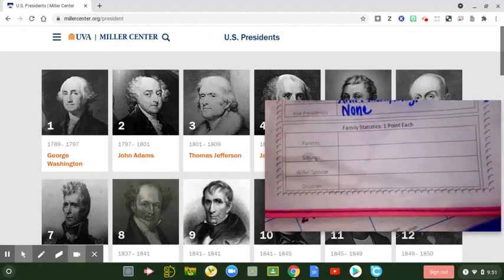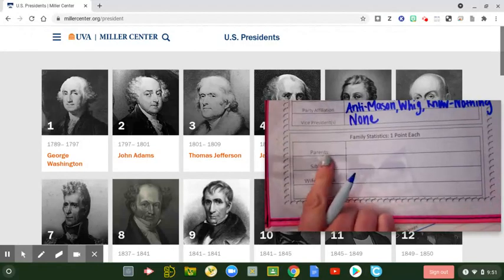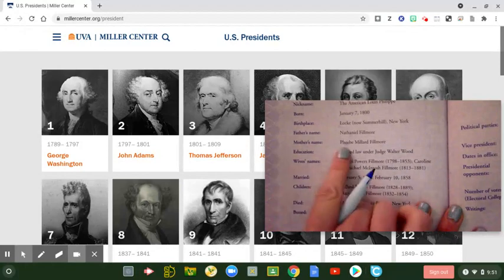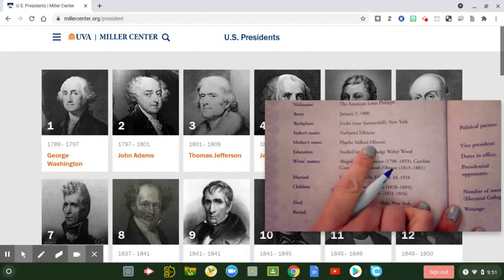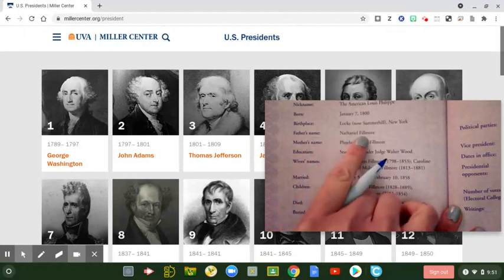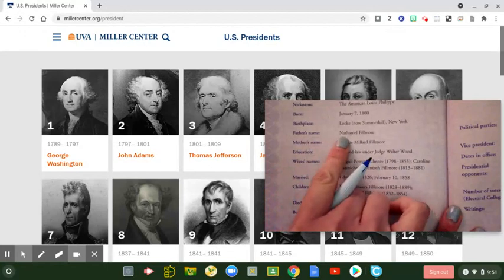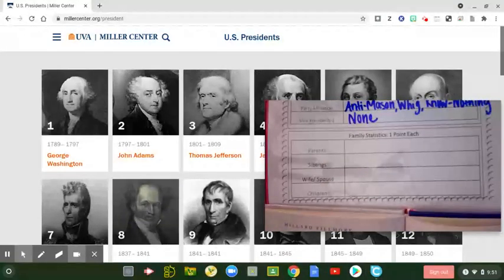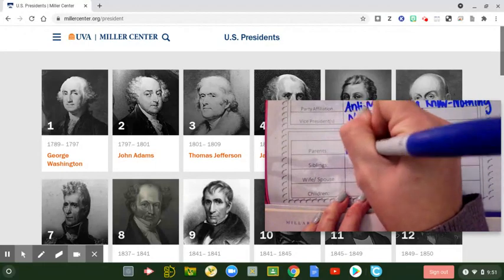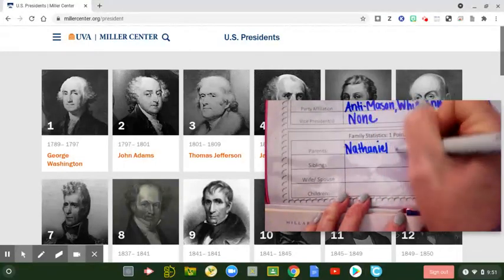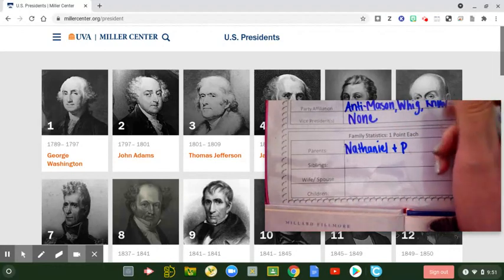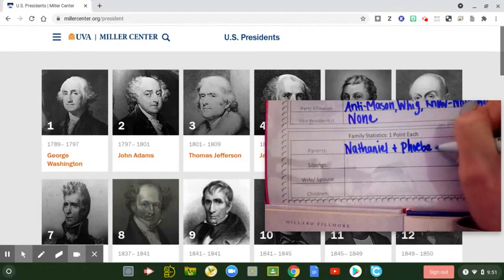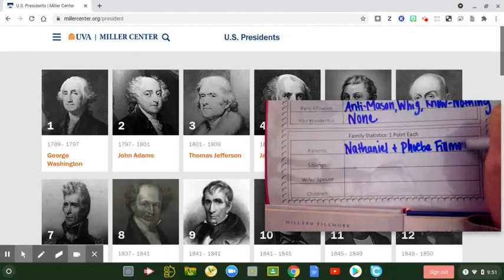So we're going to go down to his family statistics. Who are his parents? All right, back to the blue book. There's his mother, Phoebe Millard Fillmore, and his father's name was Nathaniel Fillmore. So you would put Nathaniel and Phoebe Fillmore. Okay, Nathaniel and Phoebe Fillmore.